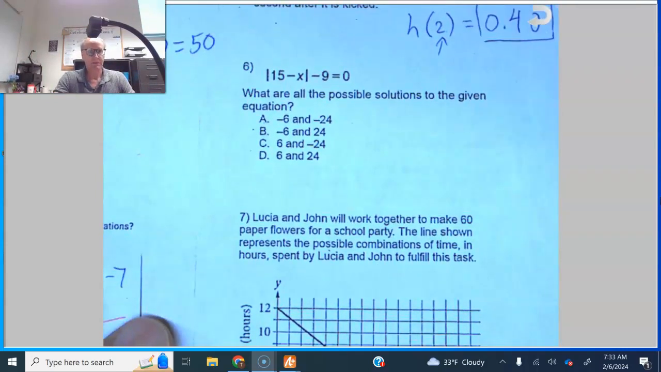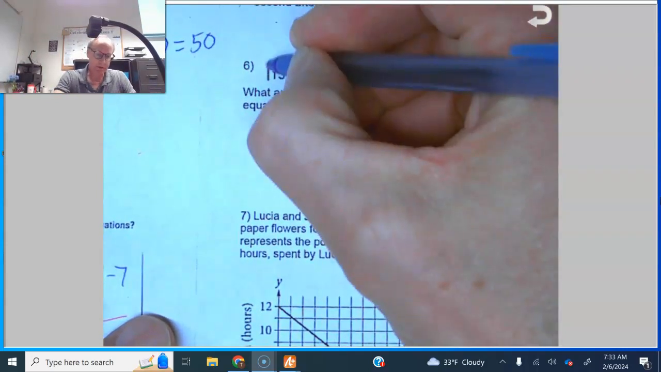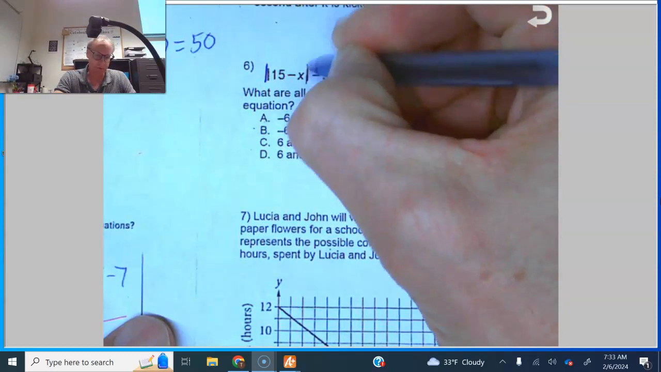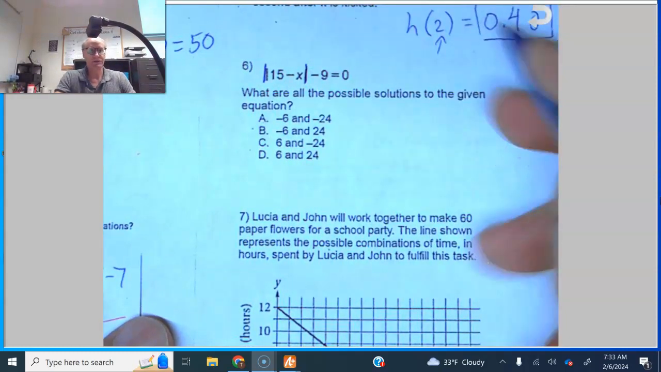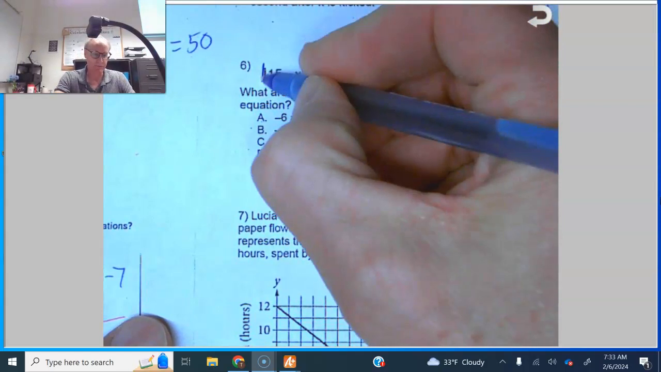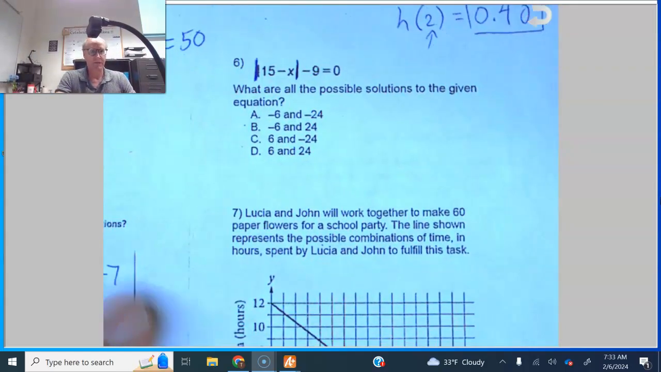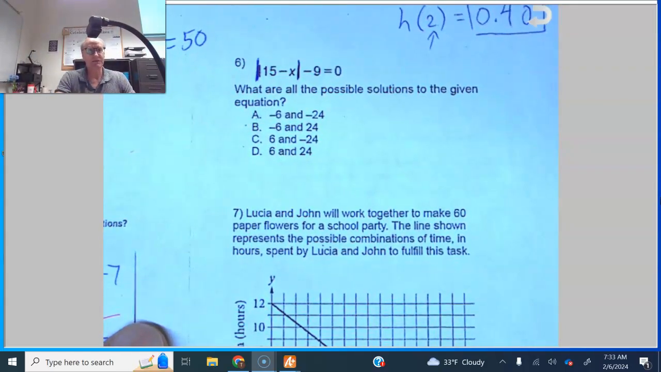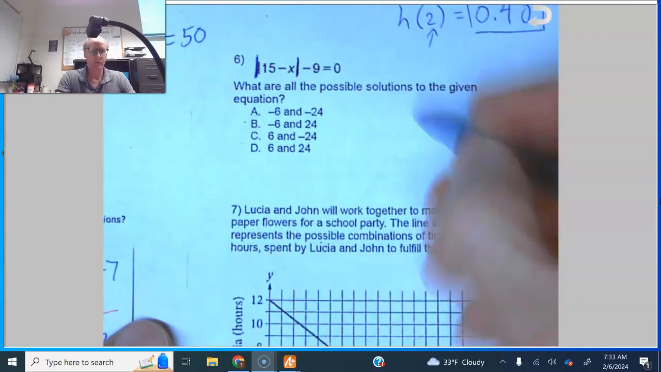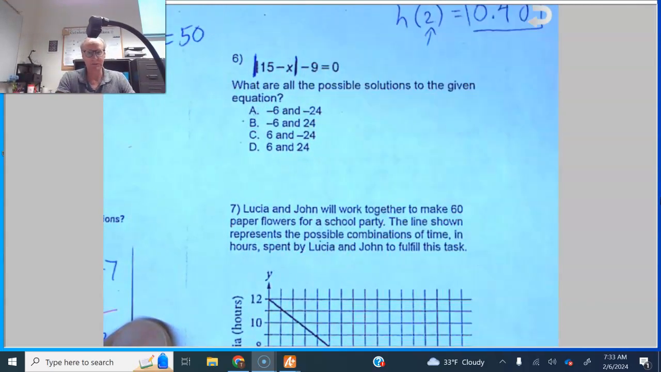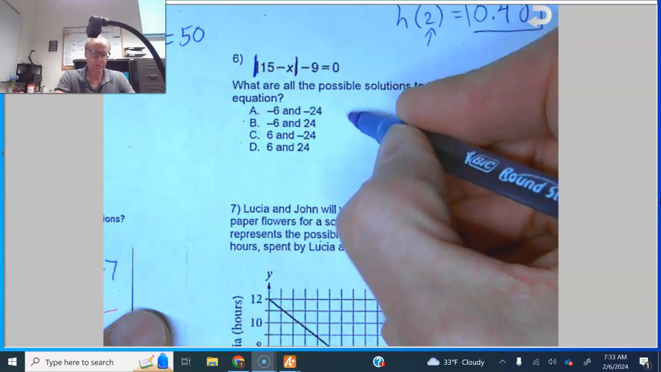solve it for yourself. Number 6, these marks mean absolute value. Now, I'm going to show you something that I do when I teach absolute value equations. The first thing is I want to get the absolute value by itself. Now, what you could do is you could substitute in these numbers and see which one is true. But I just want to show you something.